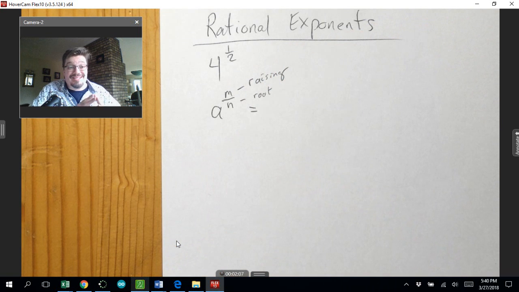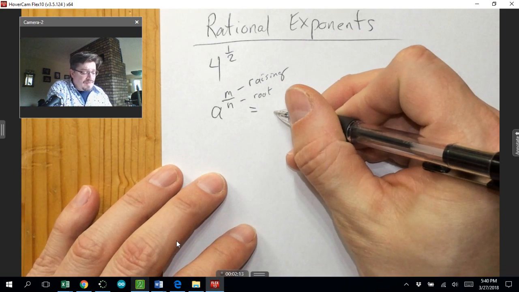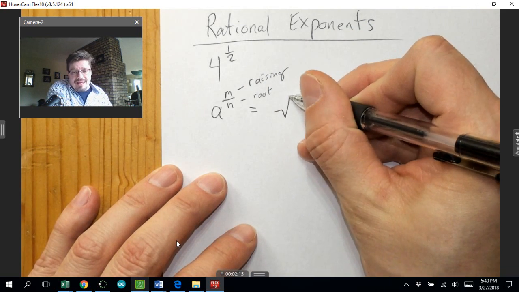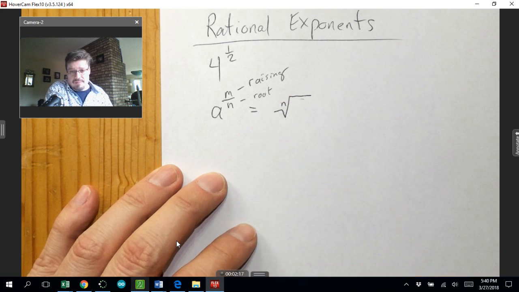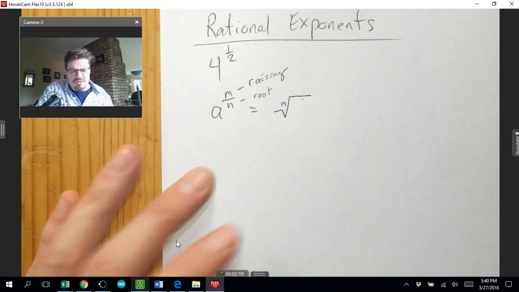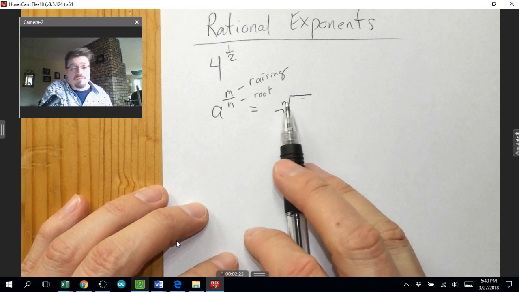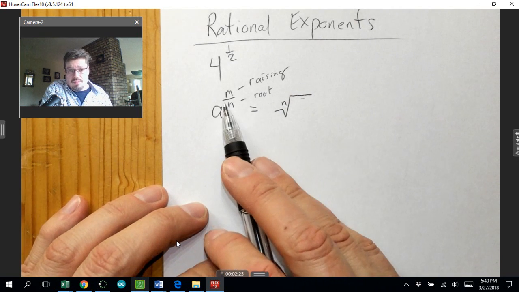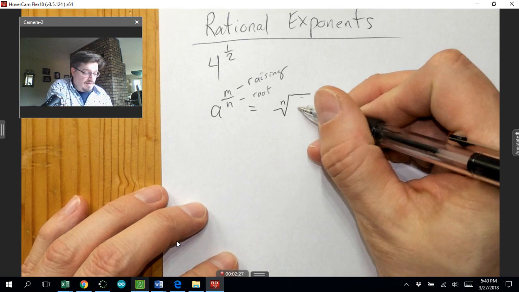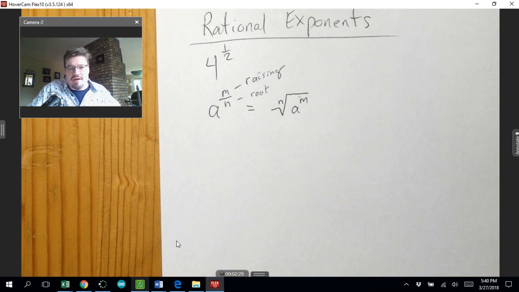All right, and we've seen things like this already, towards the beginning of the year. So what this is saying is that we would take the nth root, whatever that may be. Usually it's a square root, just because we work with that so often. But the nth root is here, and we raise a to the m. And we can simplify if we can, but typically we just leave it as a fraction.